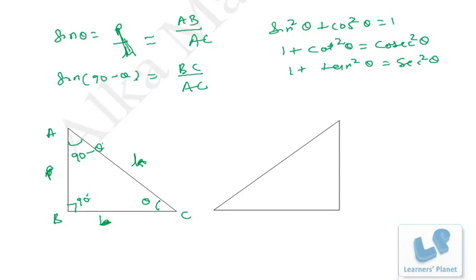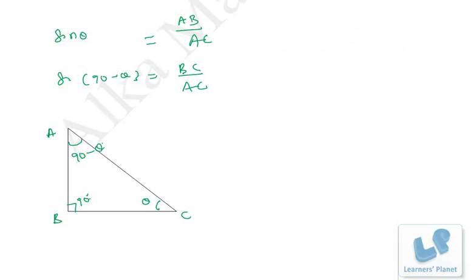Similarly, if I have to calculate cos theta, what will that be? Cos theta, if this angle is to be considered, will be BC by AC, right? And if we consider this angle, that's cos 90 minus theta, so in that case it will be AB by AC.